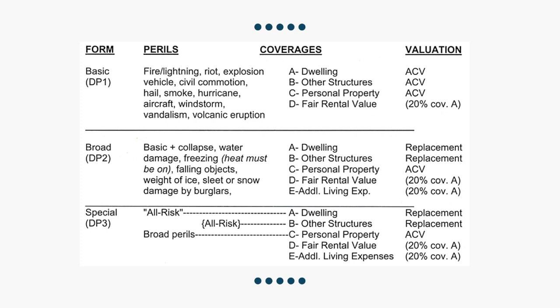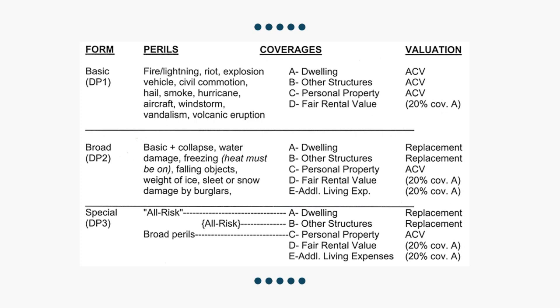Basic form, DP1, covers perils such as fire, lightning, riot, explosion, vehicle, civil commotion, hail, smoke, hurricane, aircraft, windstorm, vandalism, volcanic eruption. The coverages on the DP1 are as follows. A. Dwelling. B. Other structures. C. Personal property. D. Fair rental value. And the valuation. ACV means actual cash value.